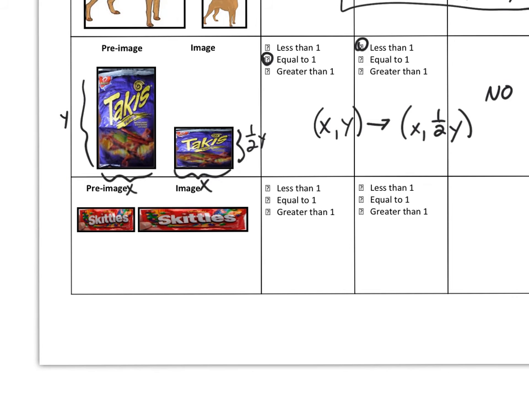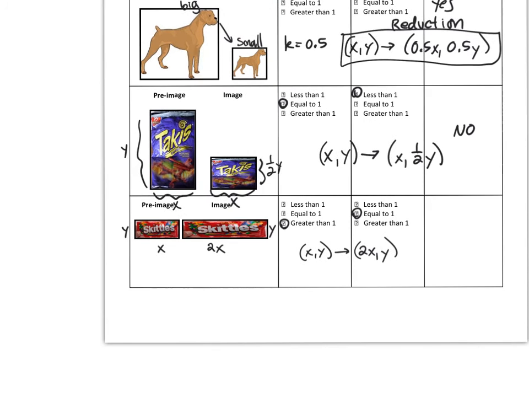So now let's look at our Skittles. This time our height stayed the same. I'm going to use Y for the height again. And our width increased. I'm going to say that it doubled. So we went from X to 2X. So our horizontal scale factor is greater than 1, and our vertical scale factor is equal to 1. It didn't change at all. The height's exactly the same. So we could write the rule like this, and again, this isn't a dilation because we have different scale factors for each of our coordinates, and it does not result in similar figures.